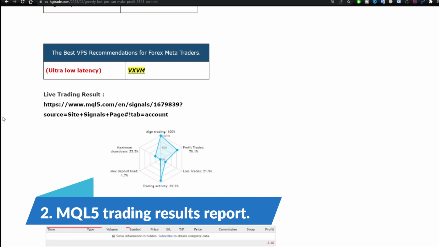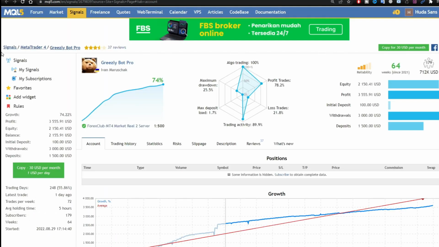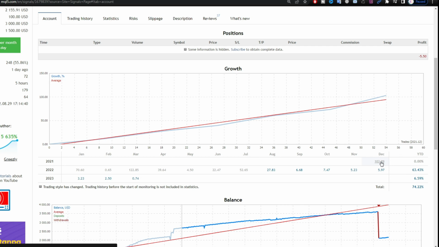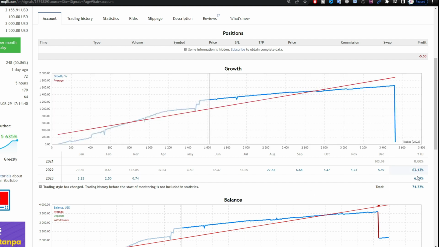2. MQL5 Trading Results Report. The total gain we can read here is about 74%. However, these are not the full results, because there is a period that is not displayed. Growth information. We can see here. Trading starts in December 2021. And is still running today. Information that we can read from August 2022 to the present. For profit from August 2022 to date about 74%.